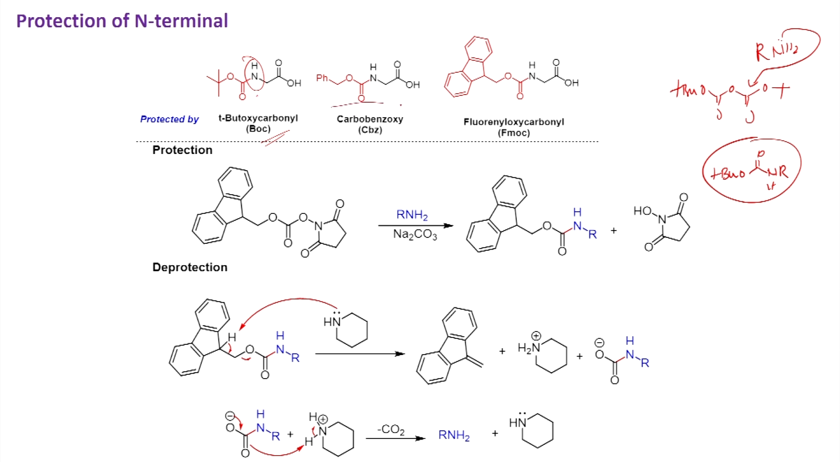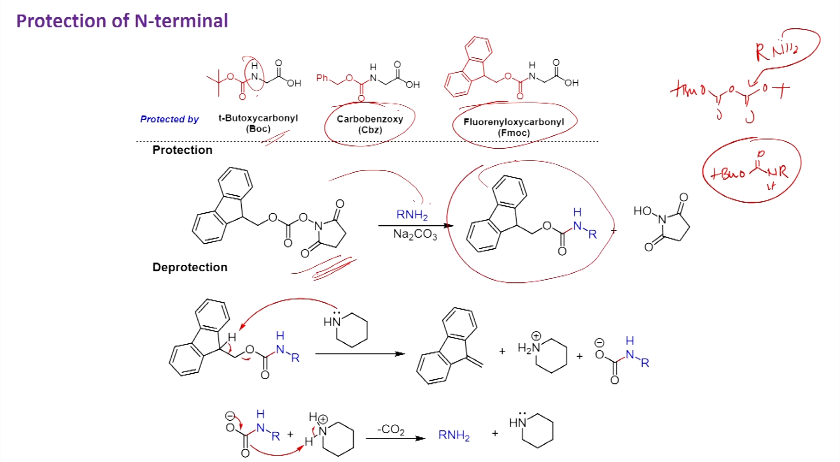The other common protecting group is this one, the carbobenzoxy protecting group. You can also use this one, fluorenyl methoxycarbonyl, as a protecting group. This is a common protecting group used for the protection of the amino group in peptide synthesis. An example is shown here. As you can see, this is commercially available. When you react with the amine in the presence of base, you will be able to form this N-protected derivative, as you can see here.